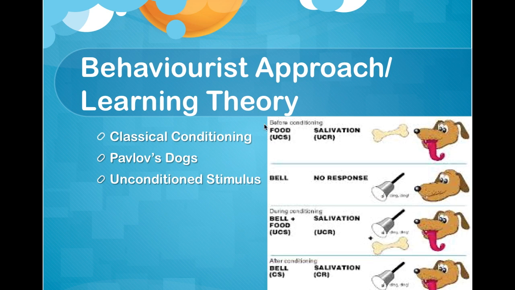So the food, that happened already. Okay, so that UCS, that stands for unconditioned stimulus. So the food was the unconditioned stimulus, and that produced salivation. So that's known as the unconditioned response. So those things already happen. You give a dog food, and it salivates. The unconditioned stimulus and the unconditioned response.